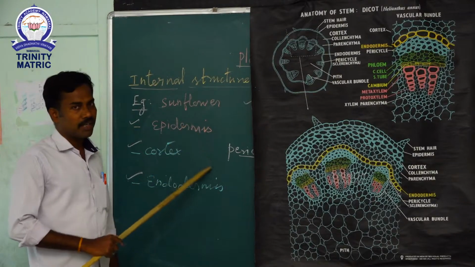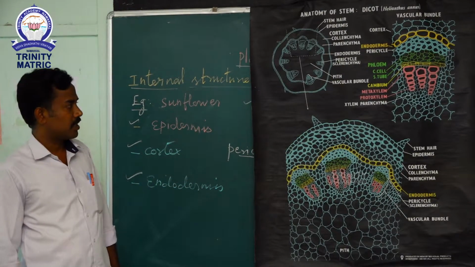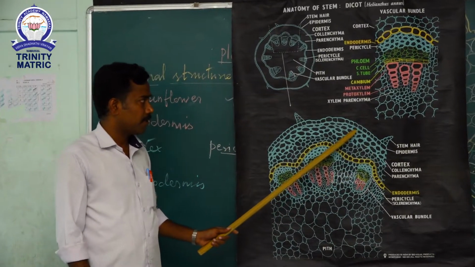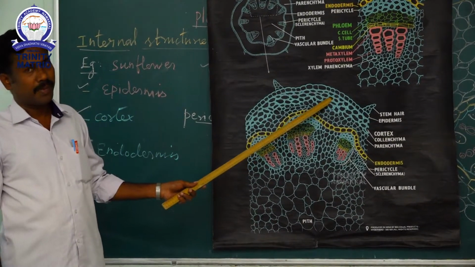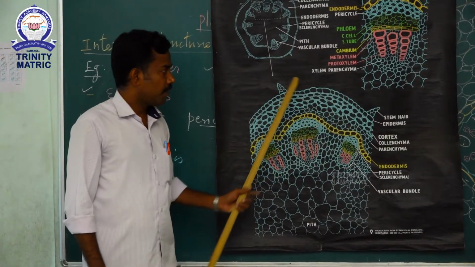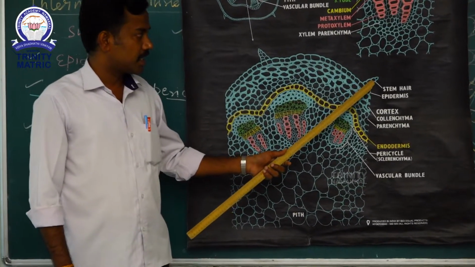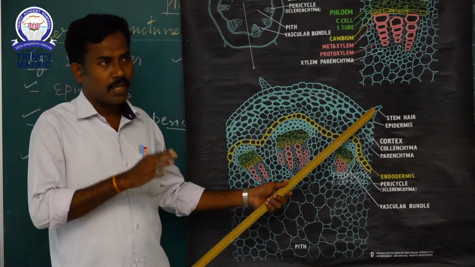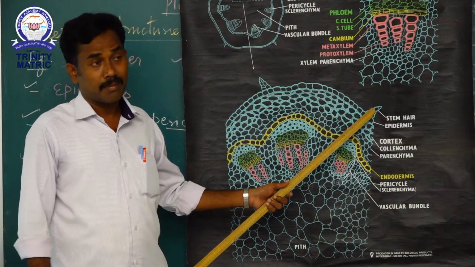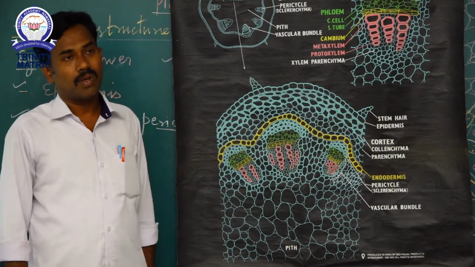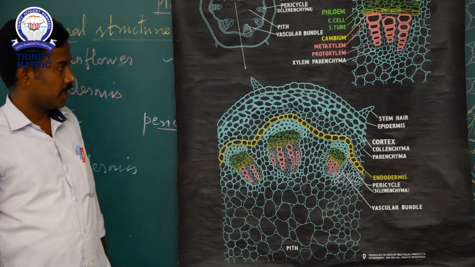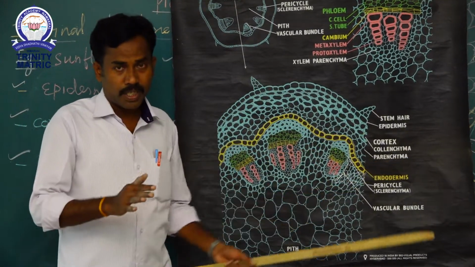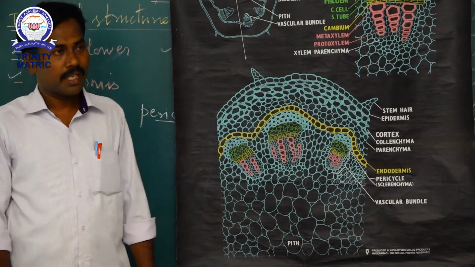First epidermis, cortex, endodermis, vascular bundle, etc. See that the outermost layer of the stem is made up of the epidermis. Then the epidermal outgrowth, that is the stem hair, is always multicellular, whereas root hair, as already told, is always unicellular. In the epidermal layer, even stomata and chlorophyll occur.